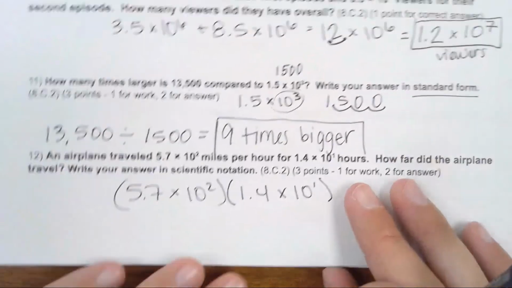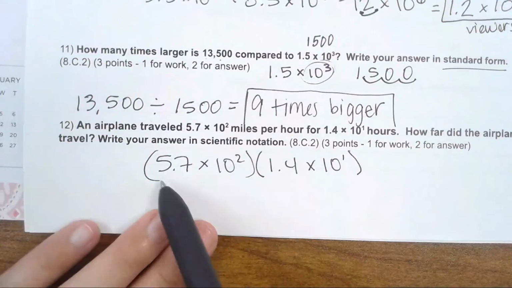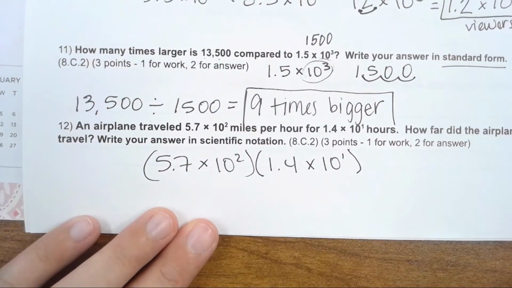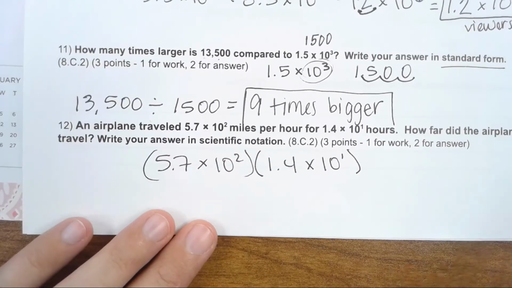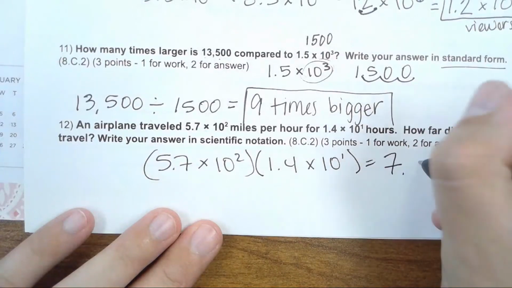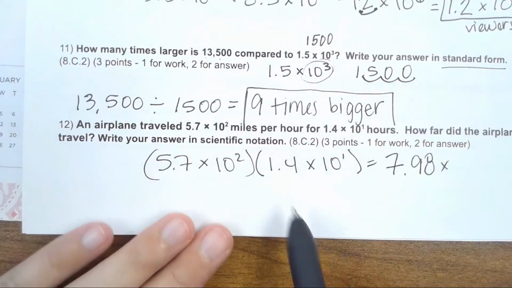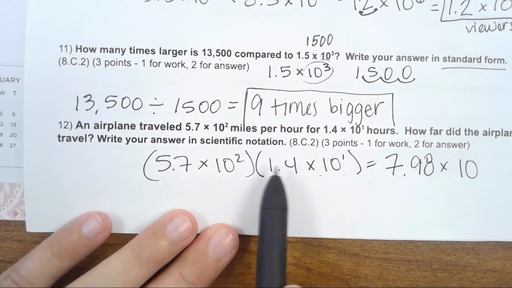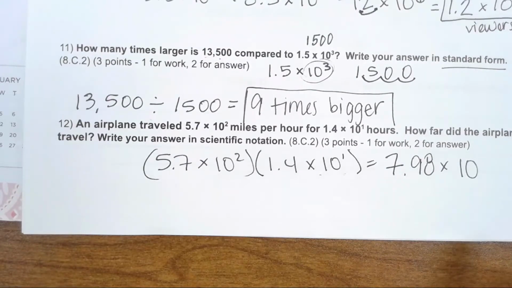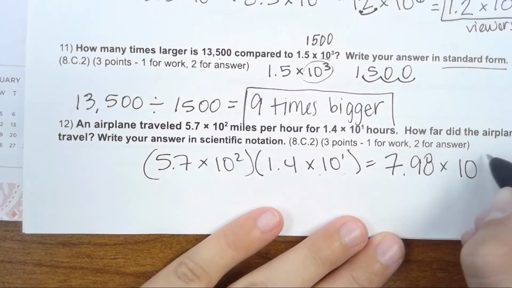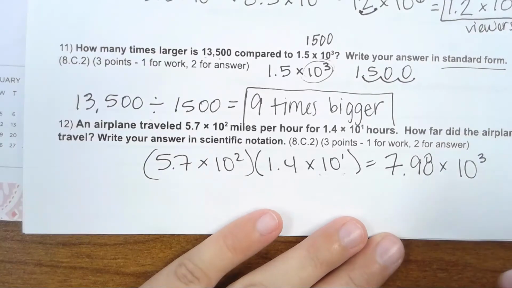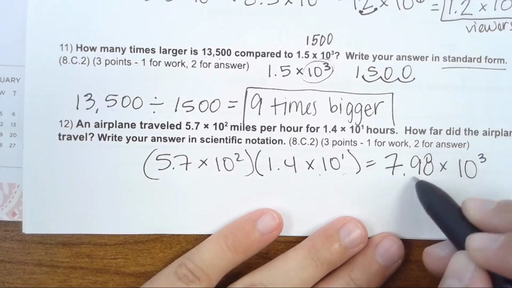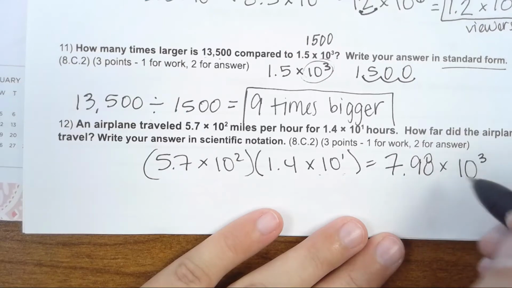So all that we have to do here for number 12 is multiply your constants like normal. So if we were to take 5.7 times 1.4, we get 7.98. And then again, for your bases, you keep your same base of 10, and since we're multiplying, you're just going to add your exponents. So 2 plus 1 gives us 3. So the plane traveled 7.98 times 10 to the third miles.